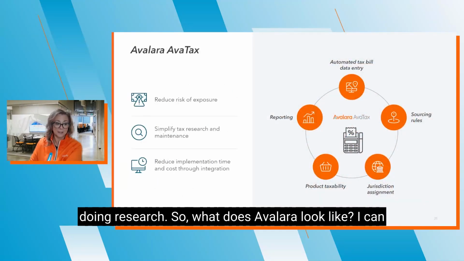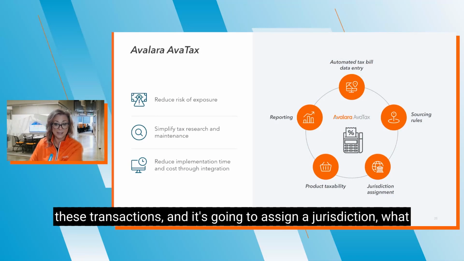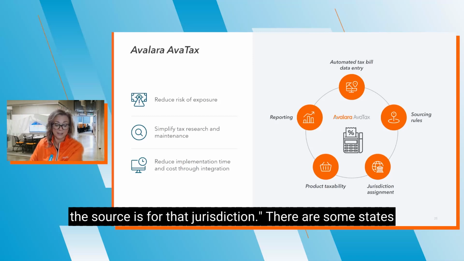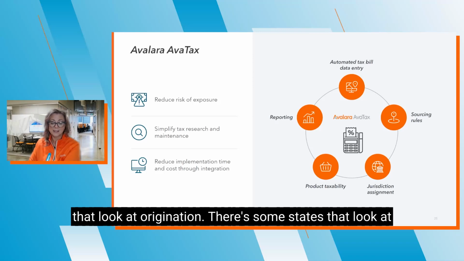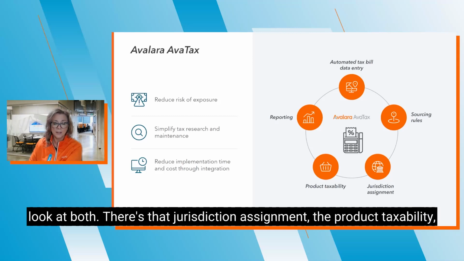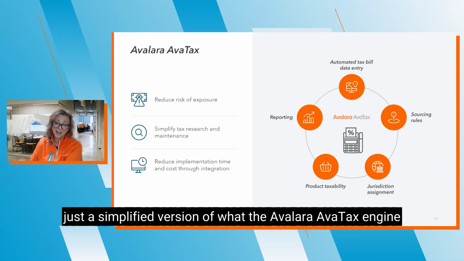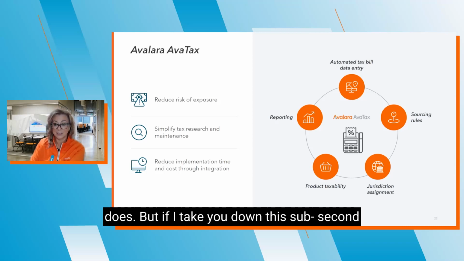So what does Avalara look like? I can simplify this by saying, hey, Avalara is going to take these transactions and it's going to assign a jurisdiction, what the source is for that jurisdiction. You know, there's some states that look at origination, there's some states that look at destination, there's some states like California and Texas that look at both. There's that jurisdiction assignment, the product taxability, and then the reporting piece of it. So this is just kind of a simplified version of what the Avalara AvaTax engine does.